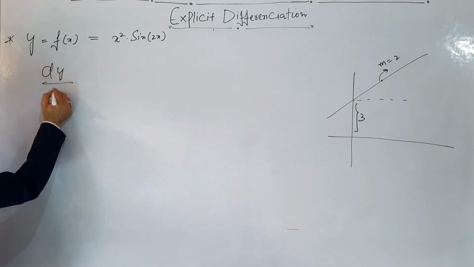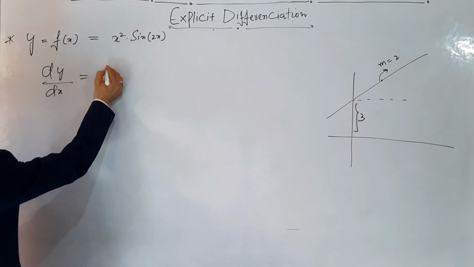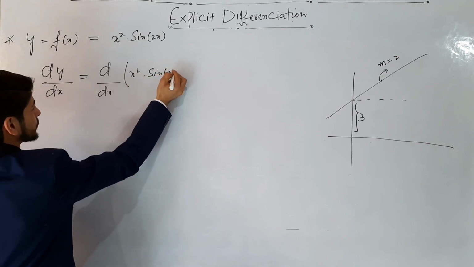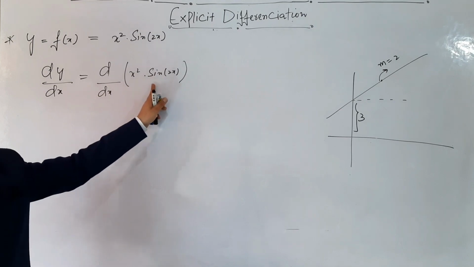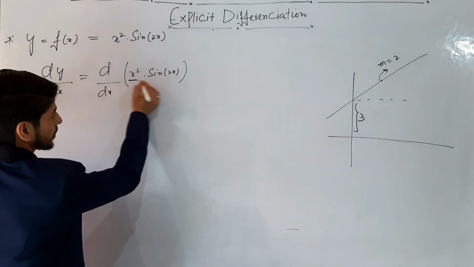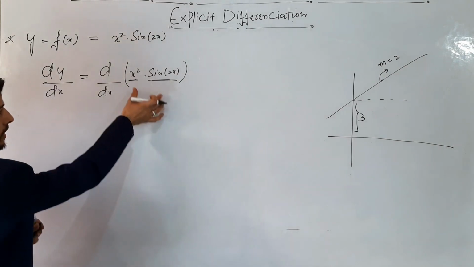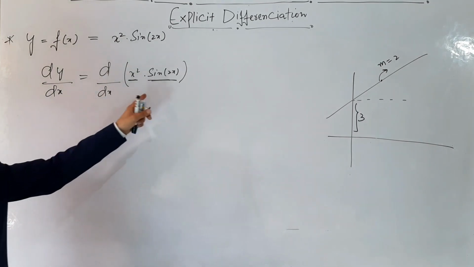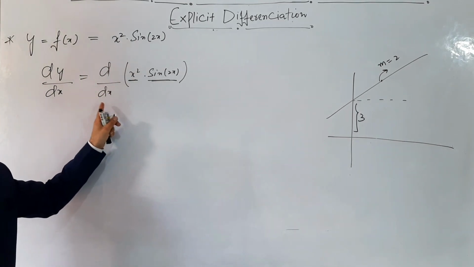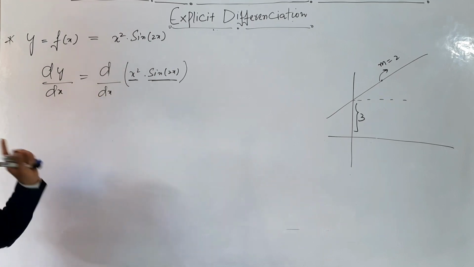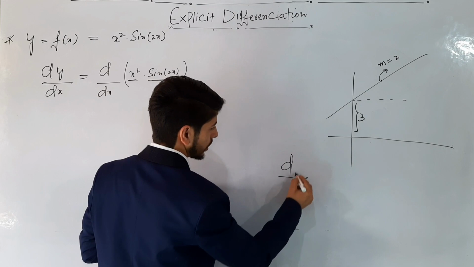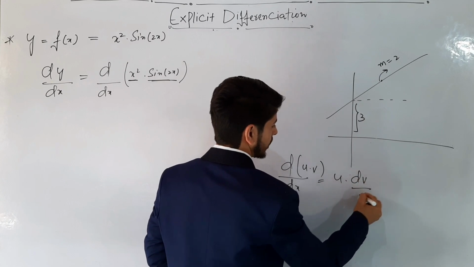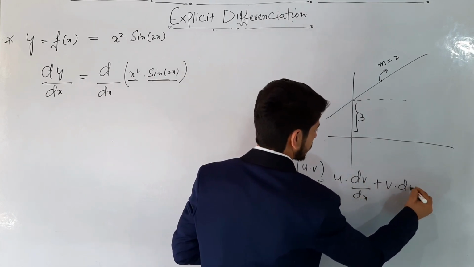It will be d by dx of y equal to d by dx of x square into sine of 2x. Now see here, both are functions of x: x square is a function of x, and sine of 2x is a function of x. It means these are two functions in product. We have to find the derivative of these two functions in product with respect to the independent variable x. And we know the derivative of the product of two functions: it is u times the derivative of v with respect to x, plus v times the derivative of u with respect to x.